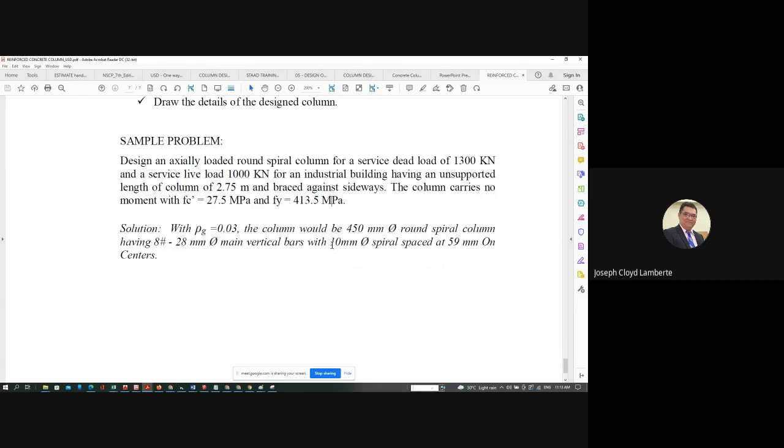So, you already have the solution. With steel ratio 0.03, the column would be about 450 mm diameter round spiral column, having 8 bars of 28 mm diameter with 10 mm spiral spacing at 0.59 mm on centers.